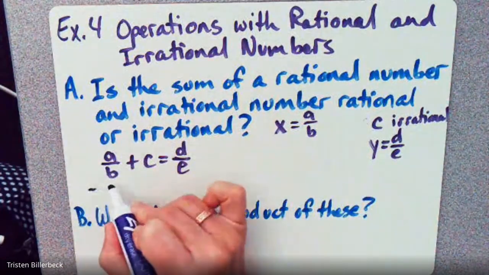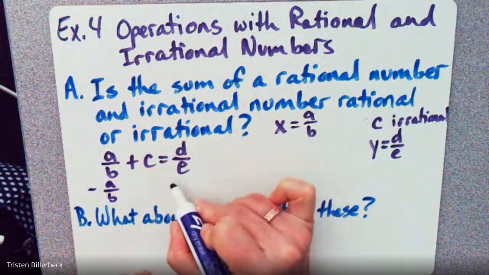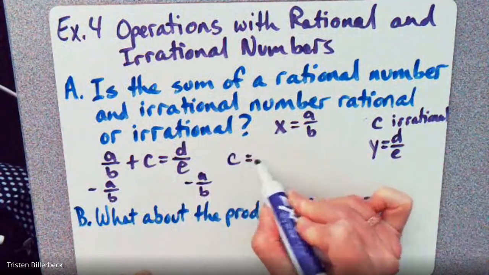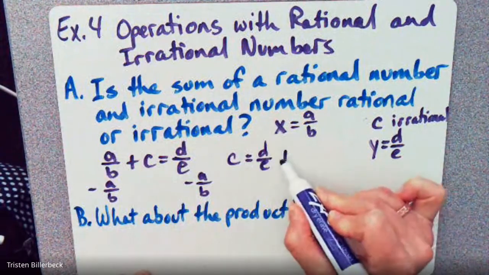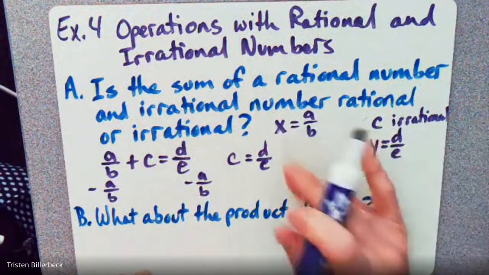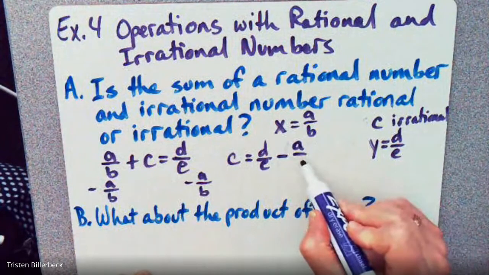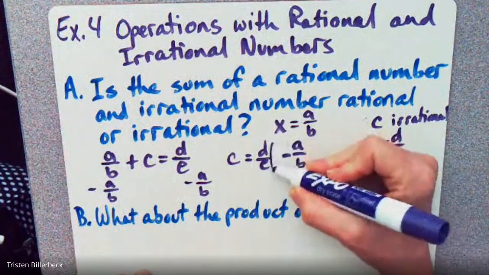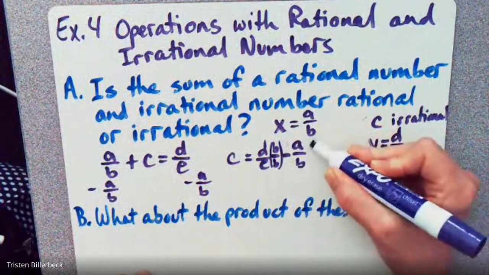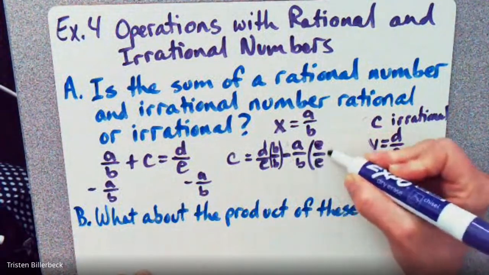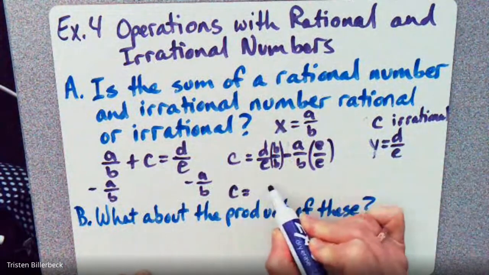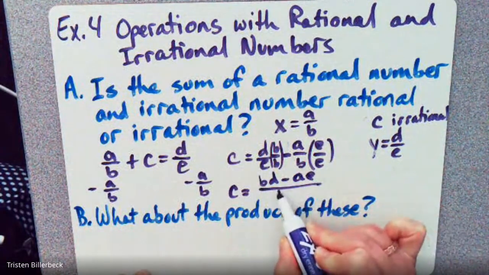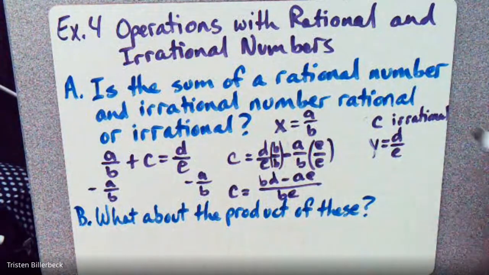Okay, so let's use an additive inverse and move this over to the other side. So we end up with c equals d over e minus a over b, but we have to get a common denominator here. So we're going to multiply by b over b here, and we're going to multiply by e over e here. So our c then equals bd minus ae over be.